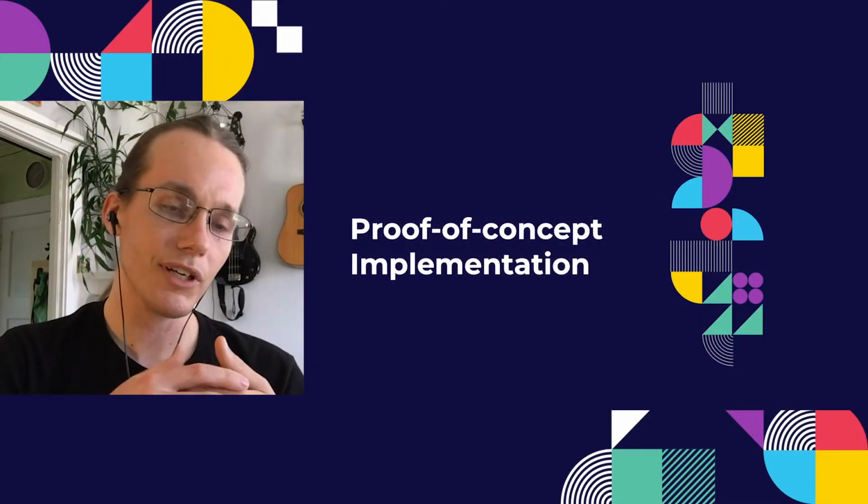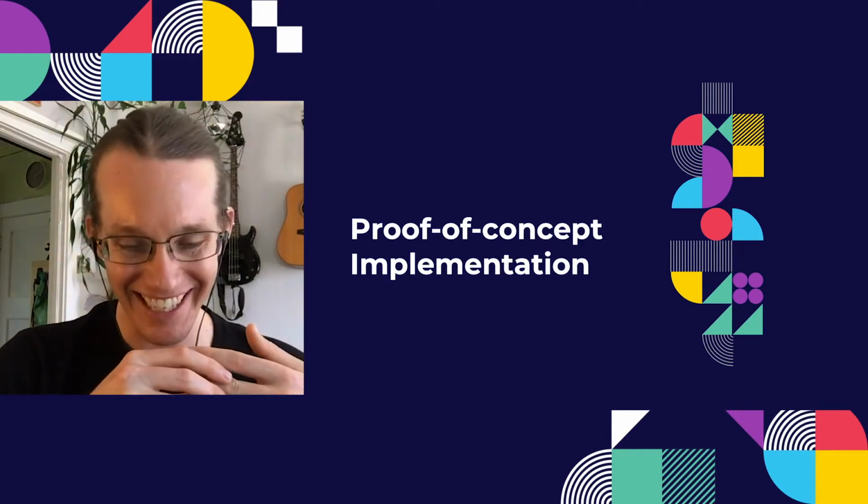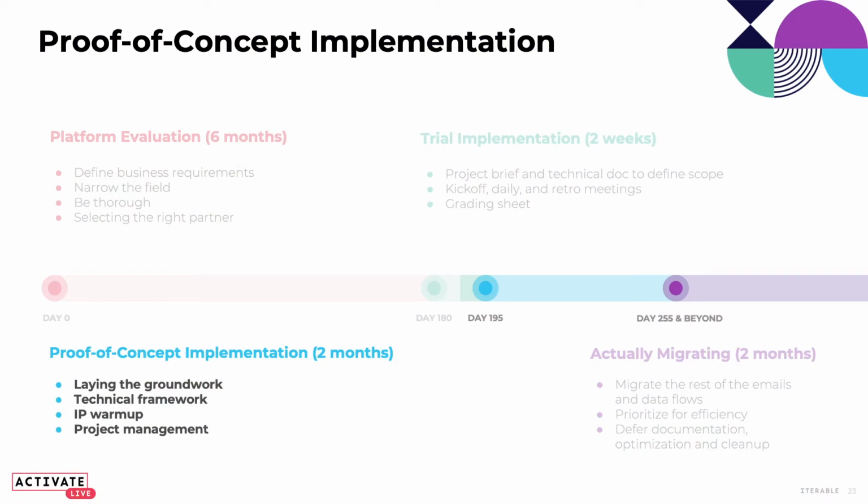And with the trial implementation done, we moved into a proof of concept implementation, which was a 2 month period. And this was actually where the most important work of our migration, I would say, happened. So during these 2 months, we took a step back and we reevaluated our plans and laid the groundwork, which was almost half of that 2 month period. I'll get into that in the next slide.